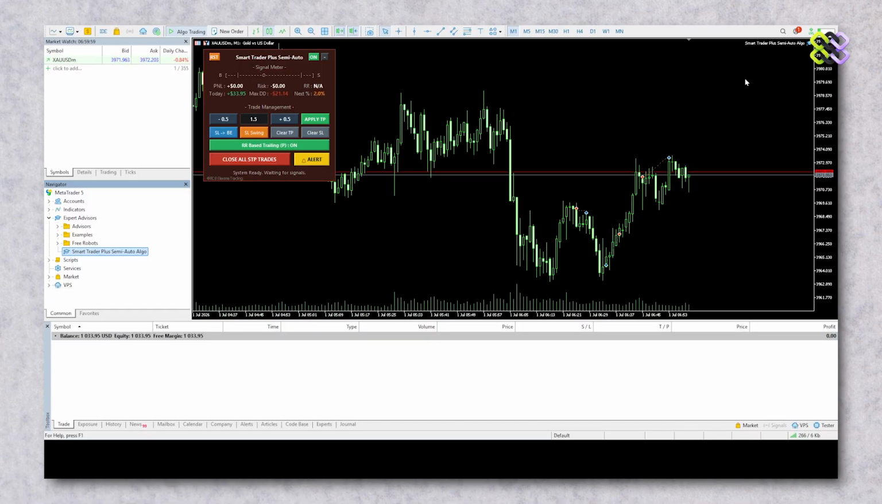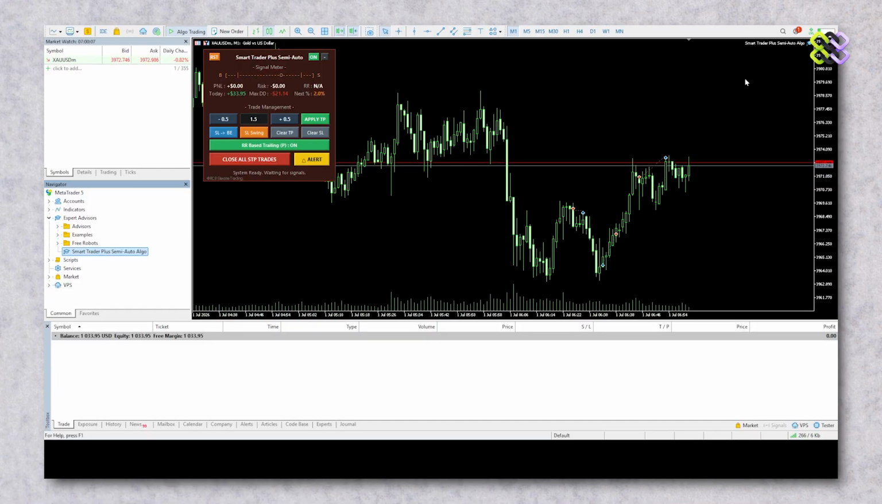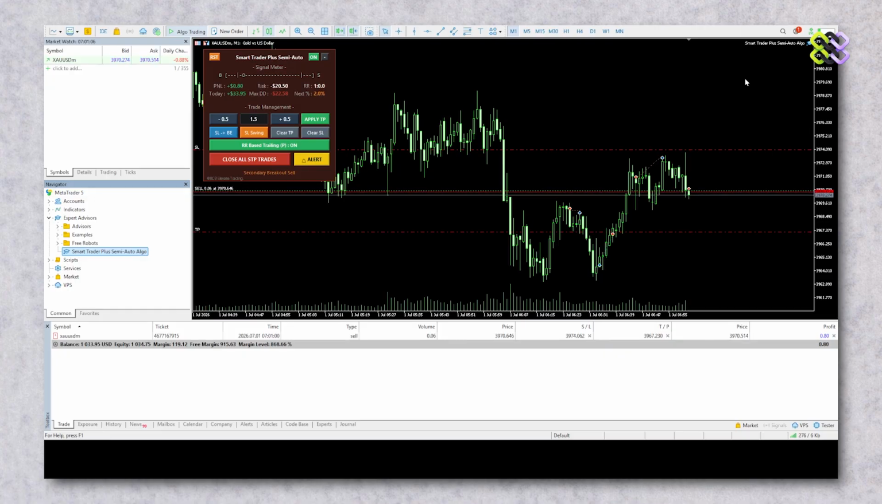And we all know keeping a trading journal can be tedious. So, Smart Trader Plus does it for you. At the end of every day, the algorithm automatically exports your total daily trades, daily profit, maximum lot size used, and your maximum drawdown into a clean, Excel-ready CSV file.